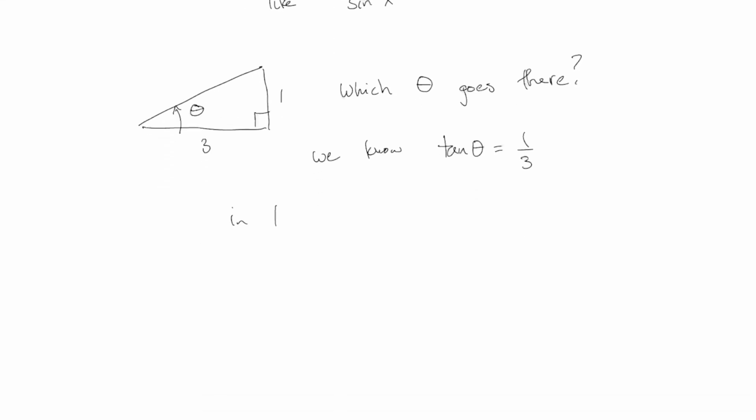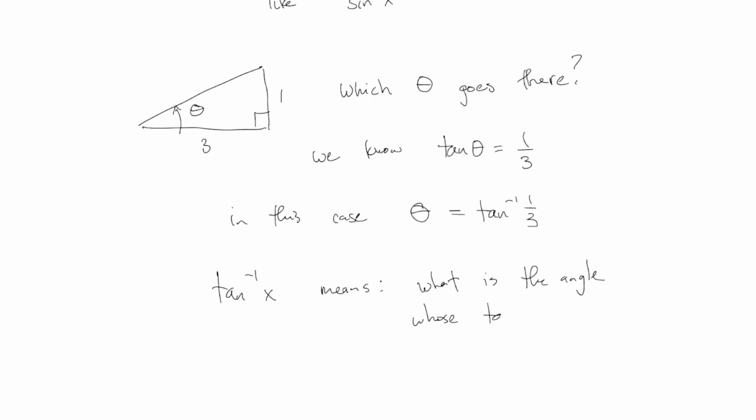In this case, theta equals this inverse tan of 1/3. And that's what that button on your calculator does. It tells you what is the angle. So generally speaking, something like inverse tan of x means what is the angle whose tan is x, right? That's what that means.